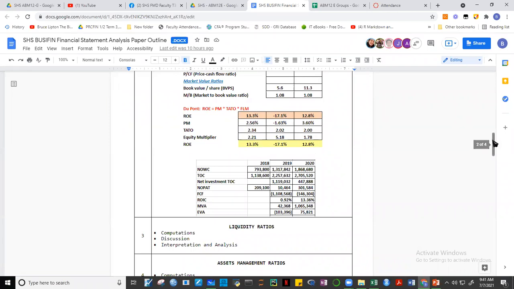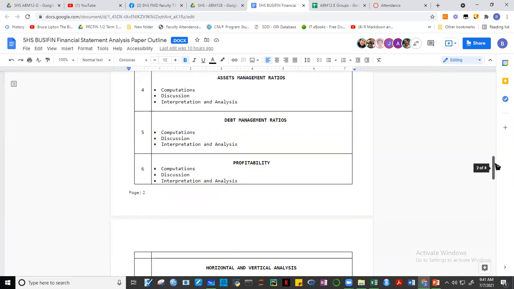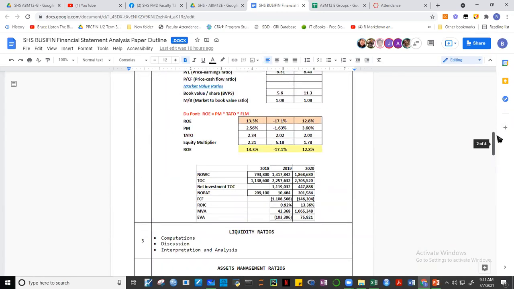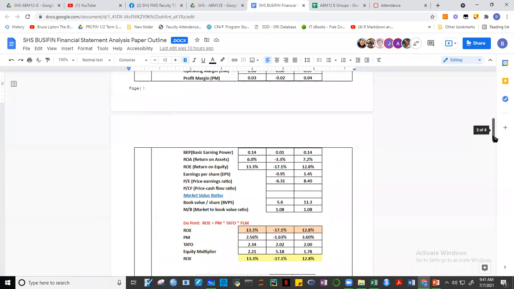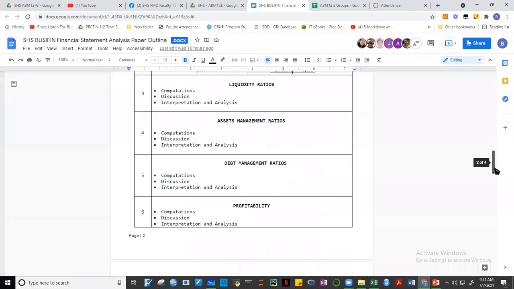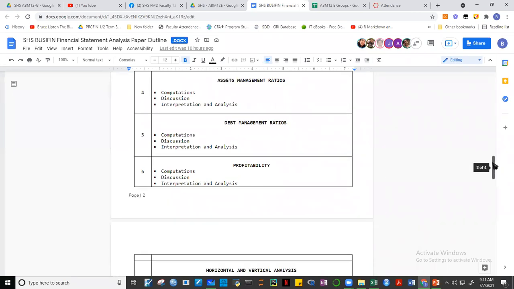No? And then chapter 3 will be, we will now subdivide the different ratios into liquidity. So in the liquidity ratios, guys, you will show the computation, discussion, and interpretation. The same goes for asset management, debt management, and profitability. All of those are actually here. No? Now, there are ratios here called market value ratios. No? So, although they are included in the computation, I'm not going to require that in the chapter itself. Okay, so only 4 basic ratios in chapters 3, 4, 5, and 6.